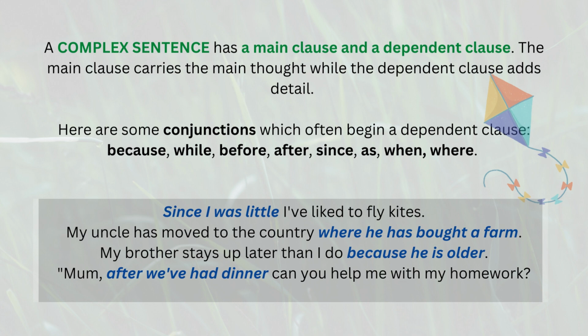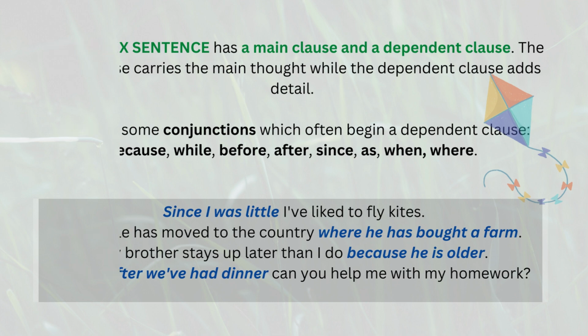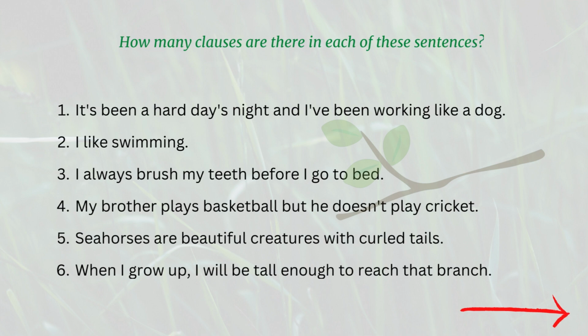My brother stays up later than I do because he is older. Because he is older is the dependent clause, and because is the conjunction. Mum, after we've had dinner, can you help me with my homework? After we've had dinner is the dependent clause, beginning with the conjunction after. Here's an activity for you to do to test your understanding of clauses so far.